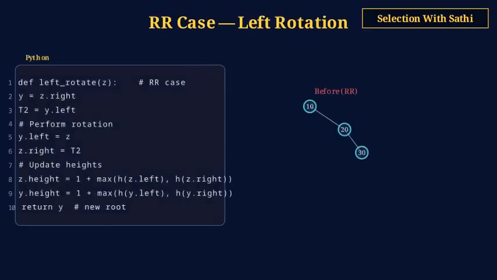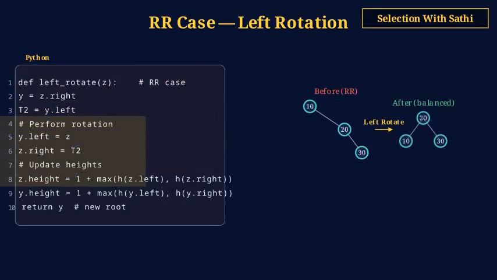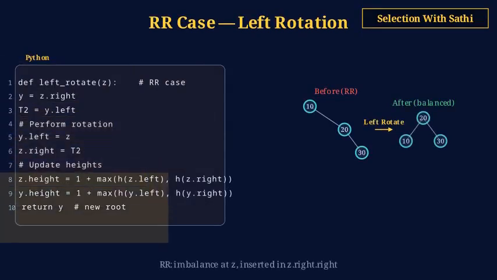The RR rotation, also called left rotation, is the mirror of LL. When node Z has balance factor -2 and its right child has balance factor -1 or 0, we perform a single left rotation. Look at line 2, Y is Z's right child. Line 3, T2 is Y's left subtree. Line 5, Y becomes the new root, Z goes to the left.